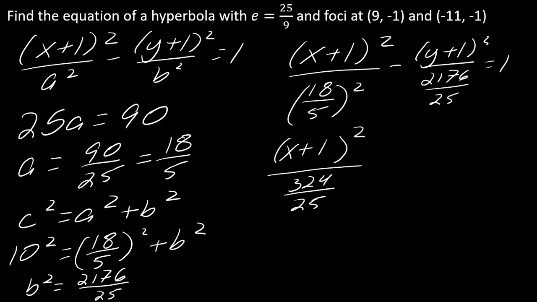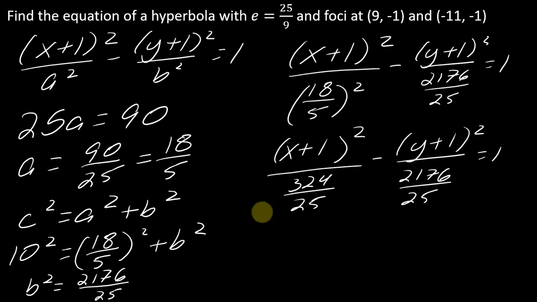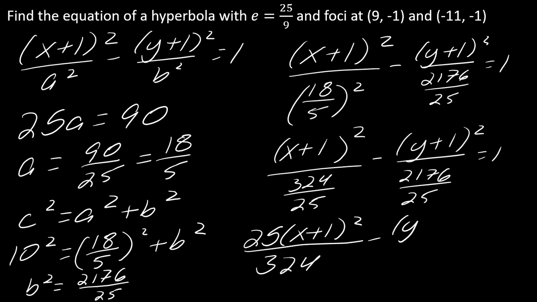So you've got this really crazy looking equation. The way that you make it look slightly less crazy is you take the reciprocal of these fractions so that you don't have a fraction within the fraction. So the final answer here is 25 times (x plus 1) squared over 324 minus 25 times (y plus 1) squared over 2,176, and that all equals 1.